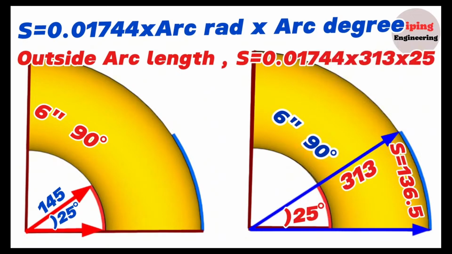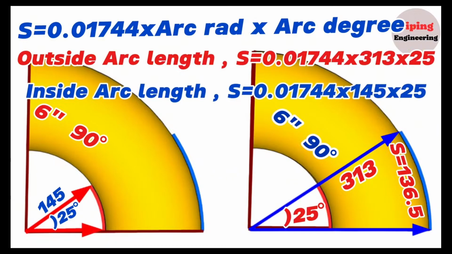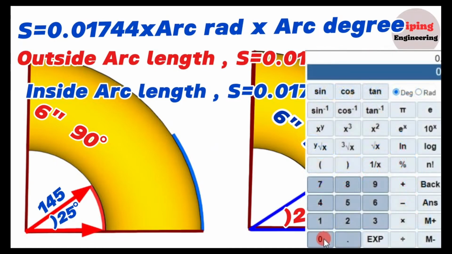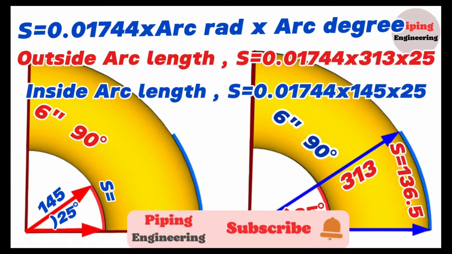Now let's calculate the length of the red color arc on the inside of the elbow. So, the length of the inside red color arc, S, will be equal, multiplied by 0.01744, the radius of the arc 145 millimeters and the degree of the arc 25 degree. Using the calculator, we find that 0.01744 multiply 145 multiply 25 will be equal to 63. So, the length of the inside red color arc, S, will be equal to 63 millimeters.